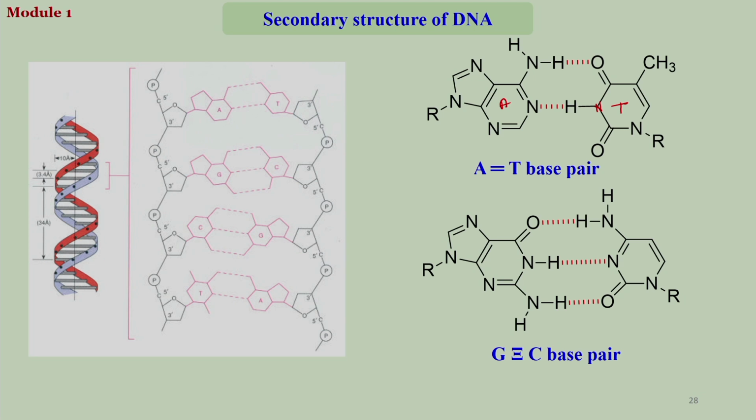Similarly, if you see in the GC base pairs, of course, cytosine has only one ring and all 3 of them are involved in the hydrogen bonding. But if you look at the guanine, it is only the 6-membered ring. The substitutions on the 6-membered ring are involved in the hydrogen bonding, not the 5-membered.